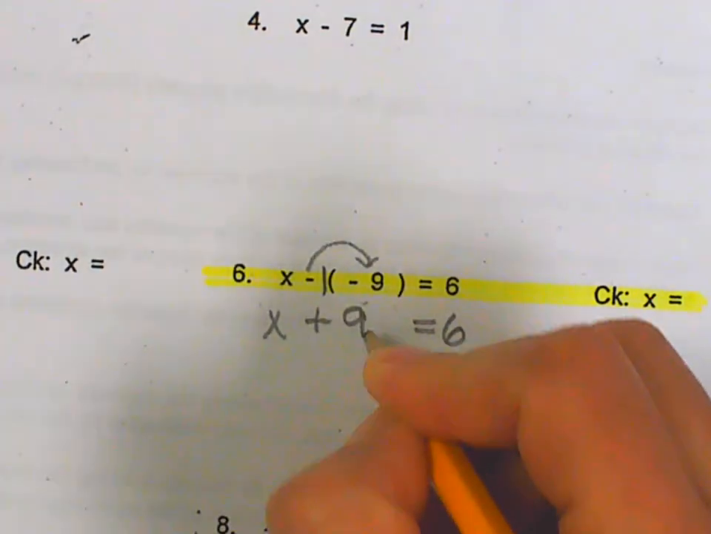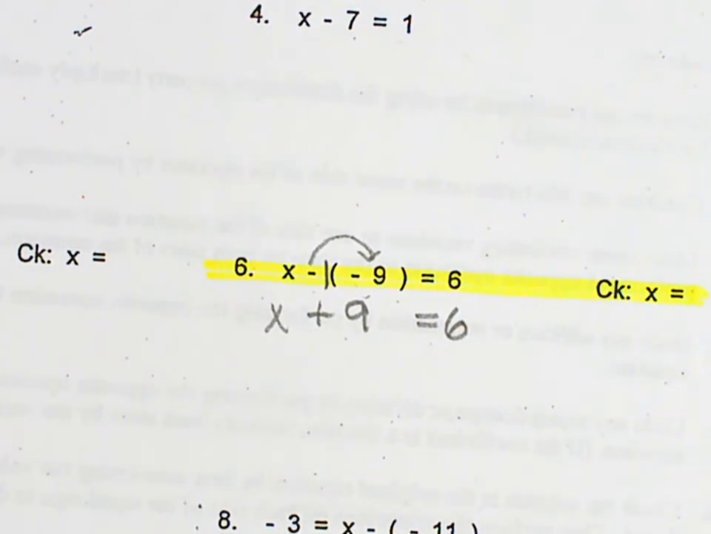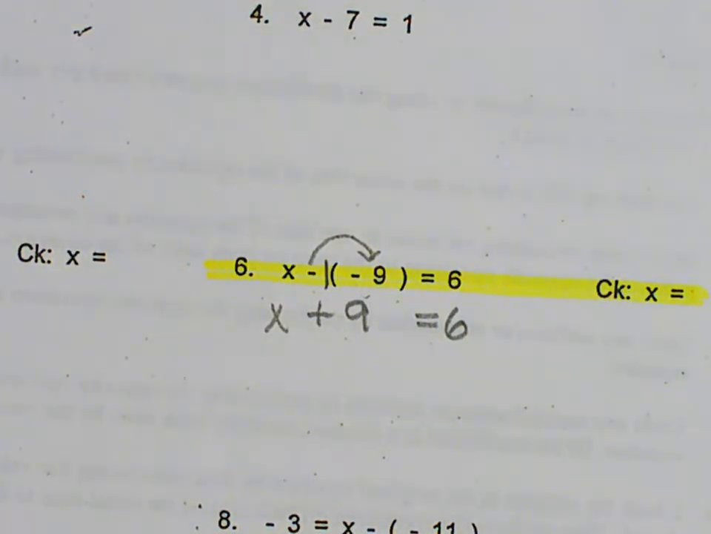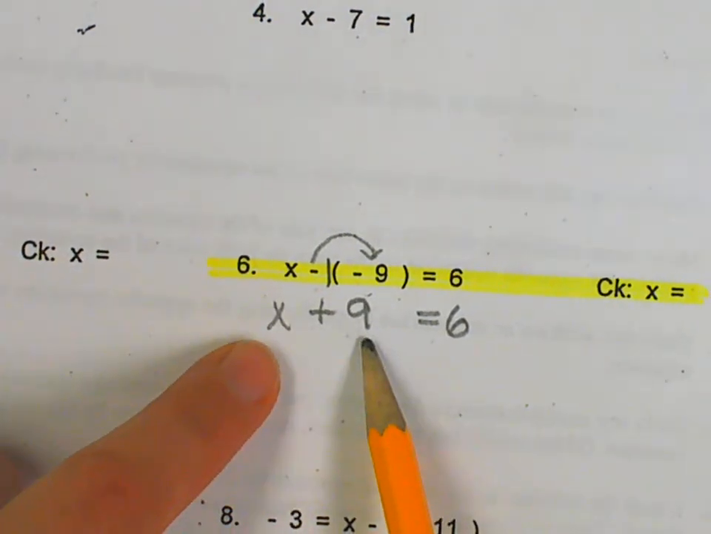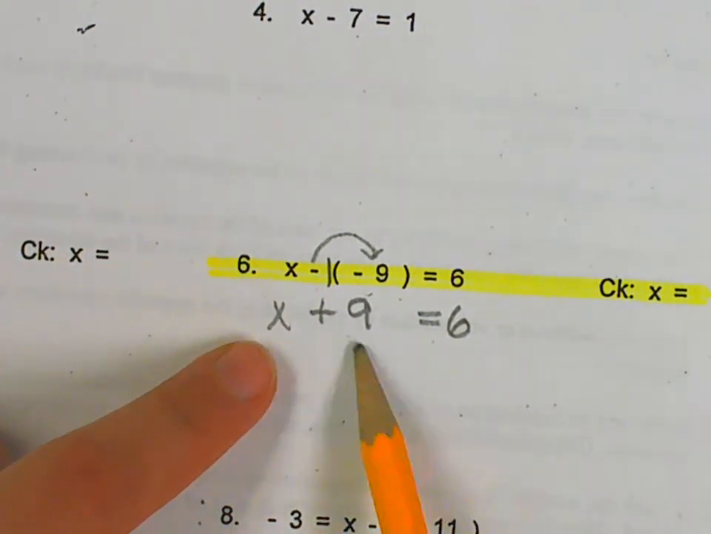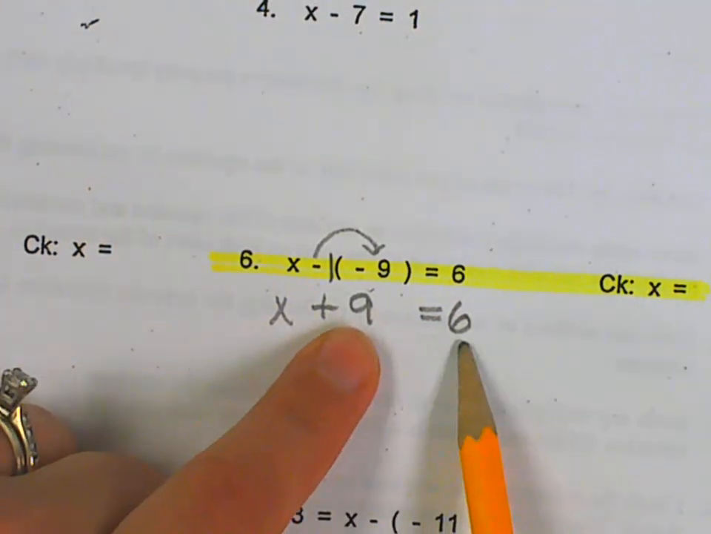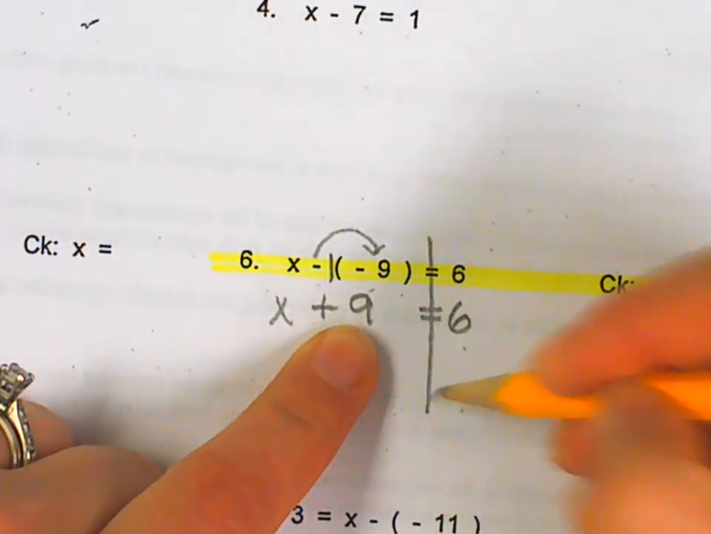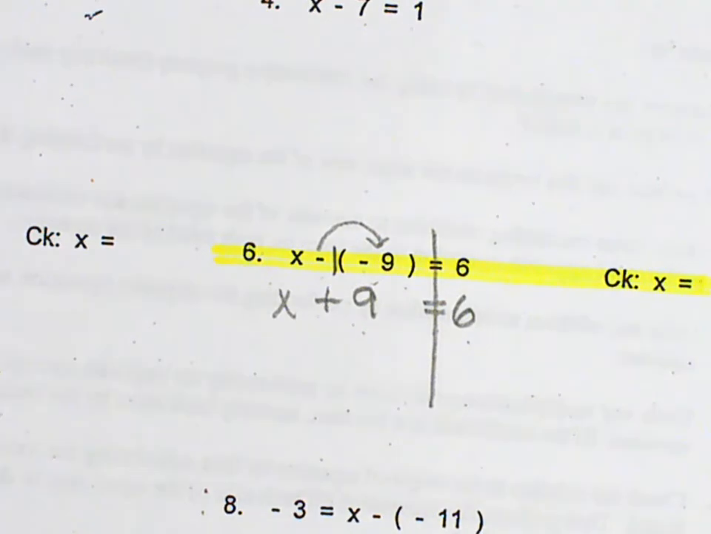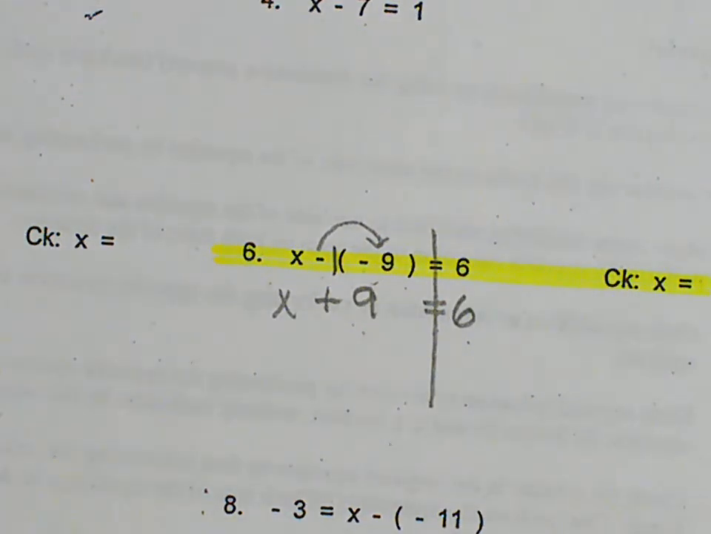Now I ask myself, is this as simple as I can go? Yes. I cannot simplify this any further, so now it is time to solve. Are there any like terms that can be combined, which would be more simplifying? And the answer is no. These are like terms, but they're on opposite sides of this equal sign, opposite sides of this wall that I just created. Create that wall with me.